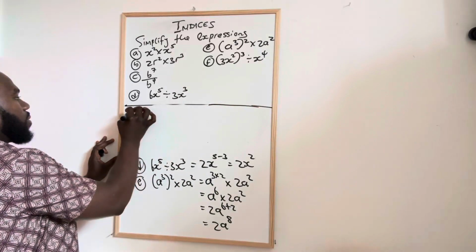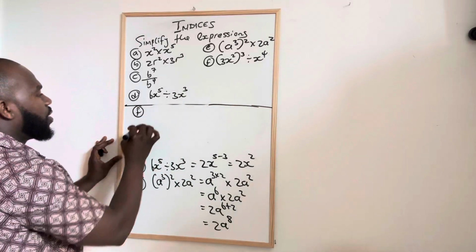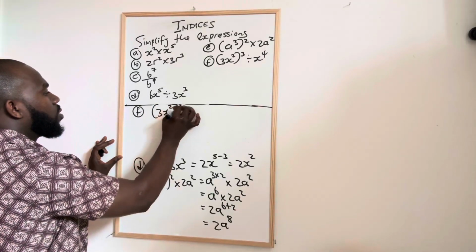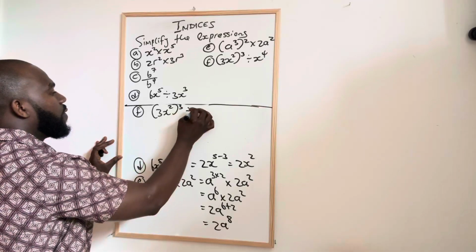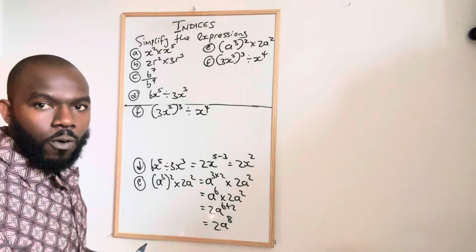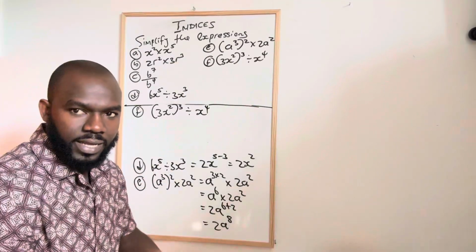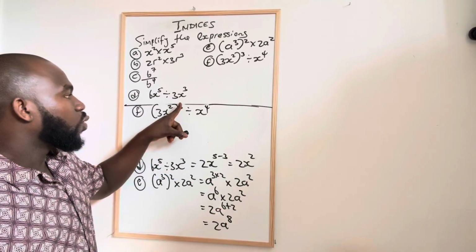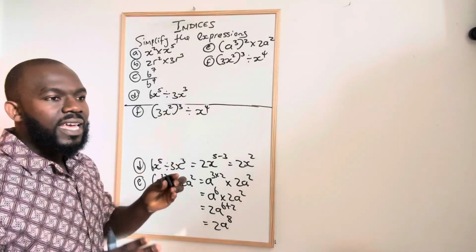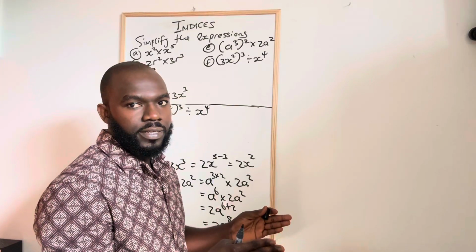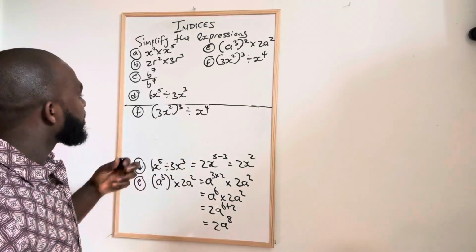Now, let us go to question F rather. So question F says 3x raised to the power of 2, bracket 3, divided by x raised to the power of 4. How are we going to solve this math? Watch. There's a power outside again. Don't forget that. So like I told you, whenever there's a power outside, it affects all of the powers inside the bracket. So how do we simplify this?